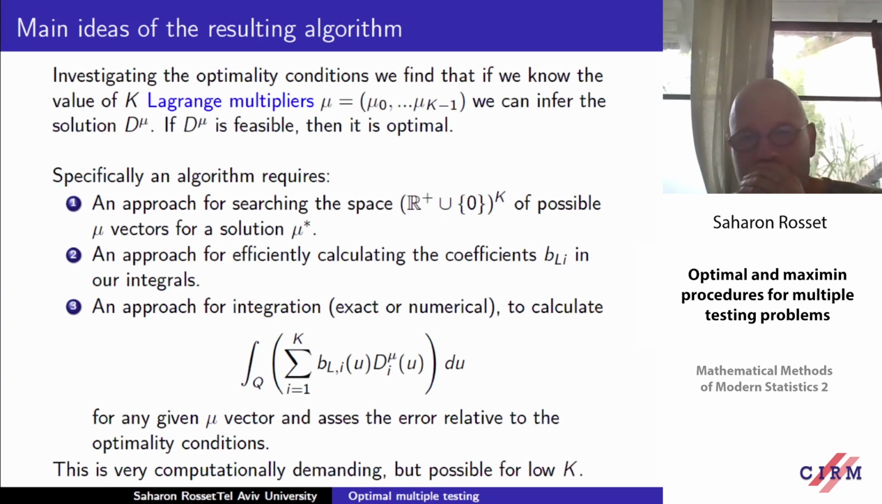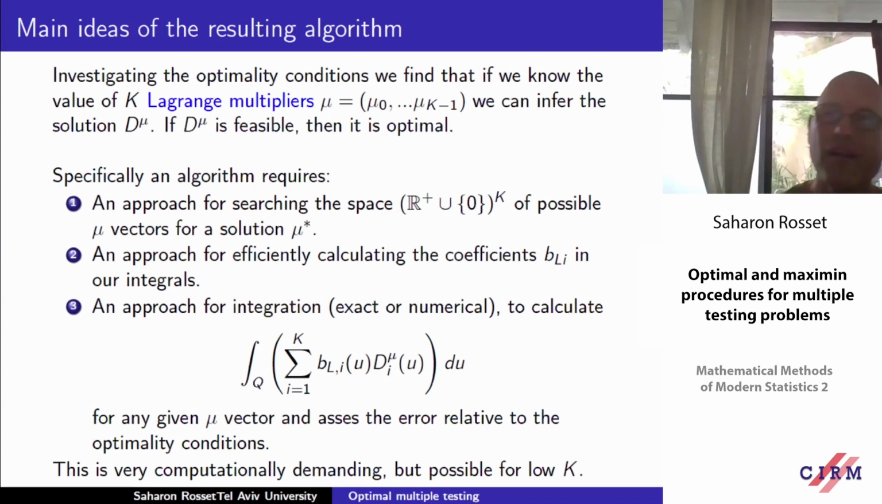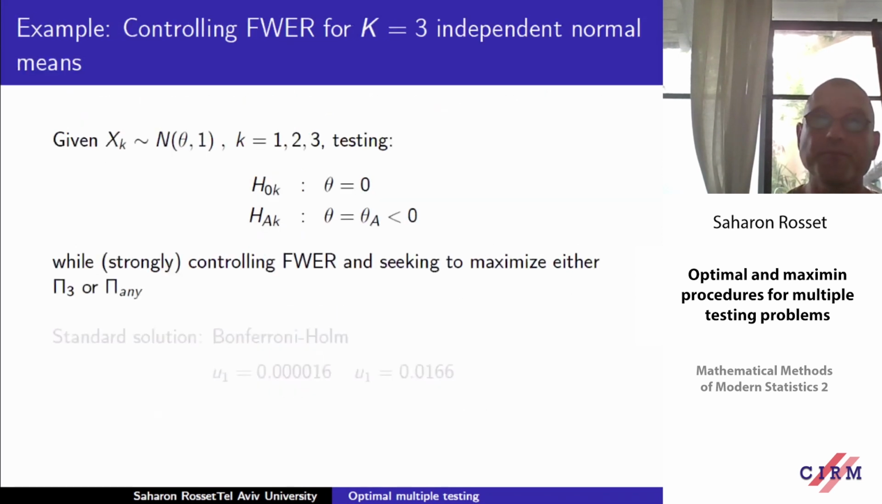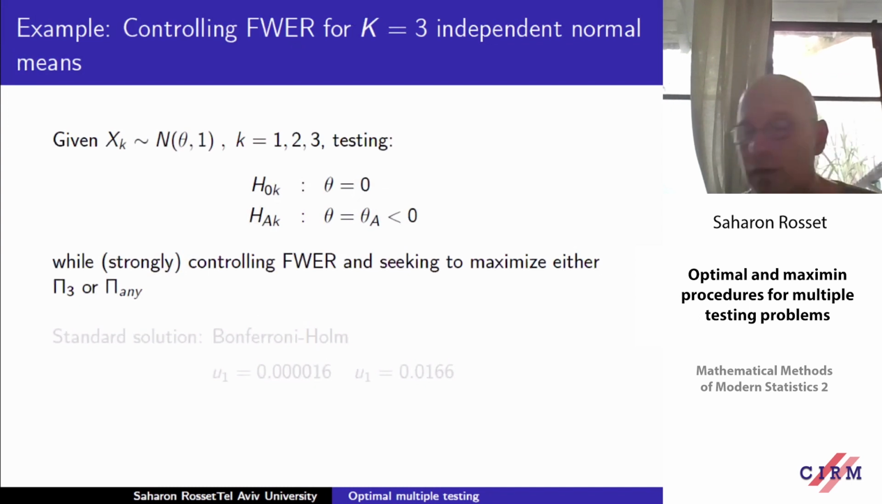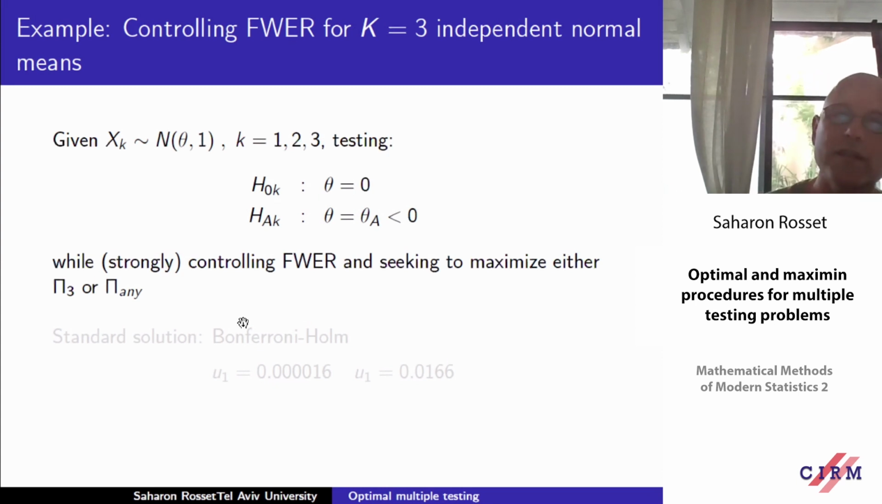So the point of this part is that this is conceptually maybe a little complicated and computationally demanding, but it's possible to do this. And if we can do this, we can find optimal policies for multiple testing problems. So I'm going to demonstrate this by looking at controlling family-wise error rate and FDR for 3 hypotheses, for K equal 3, for testing normal means.